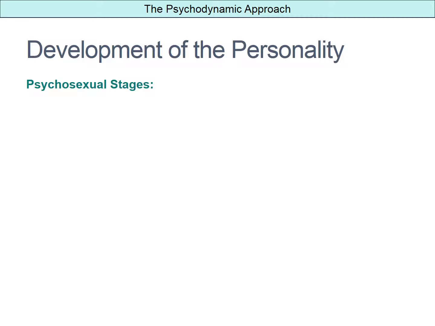So the second big factor of Freud's theory is the idea that childhood can have a really big impact on our behaviour. And to understand that, you need to understand how Freud suggested the personality developed. He suggested that there were psychosexual stages which explained how the personality, the id, the ego and the superego developed. And this was over the first few years of a child's life.